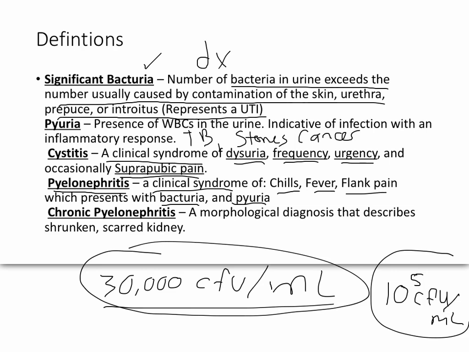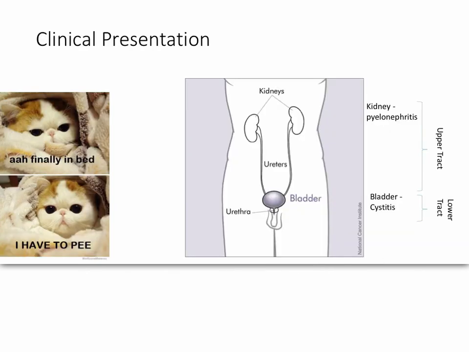Now, chronic pyelonephritis, it's not a syndrome at all. It's a morphological diagnosis. So you're looking through radiology and other things, and you see a kidney that is shrunken or scarred. It's typically a post-infectious etiology, but it can also happen without an infection. So from those definitions, you should already have the main clinical presentation.